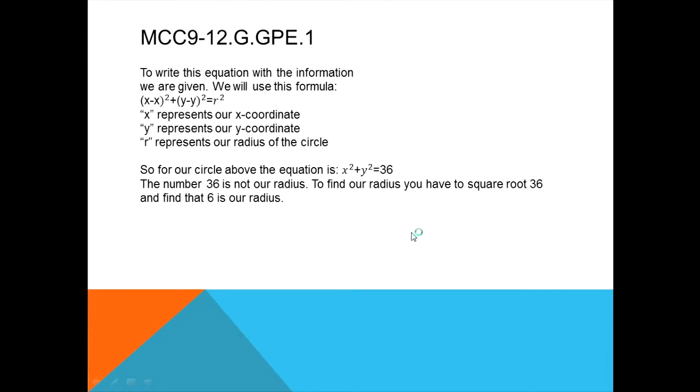To write this equation with the information we are given, we'll use the formula (x minus h) squared plus (y minus k) squared equals r squared. x will represent our x coordinate and y will represent our y coordinate, and r represents our radius of the circle. So for our circle above, the equation is x squared plus y squared equals 36. The reason for this is that the origin is 0, 0, so we had to plug nothing in for the x's or y's, and the 6 radius had to be squared, which equals 36. So 36 actually isn't our radius. To find our radius, we'd have to square root 36 to find 6, which is our radius.